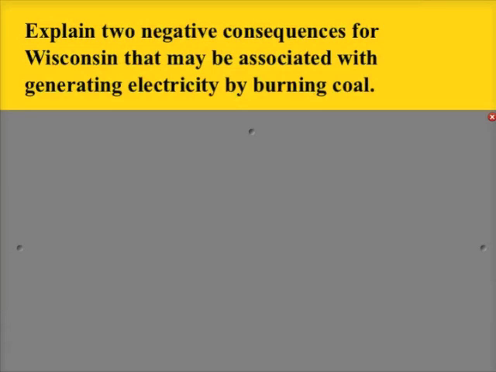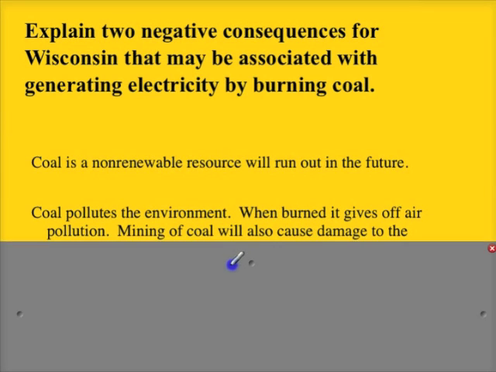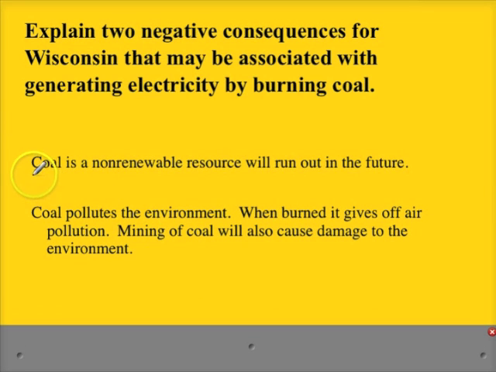Now this question: explain two negative consequences for Wisconsin that may be associated with generating electricity by burning coal. Well, the group that presented on coal each hour talked about the effects on the environment by burning coal, and they talked about disadvantages. One, coal is non-renewable. It's only going to last for so many years. And we are blessed, we do have a lot of coal here in the United States, but it's still not going to last forever. It will run out eventually. So that's definitely a negative consequence.